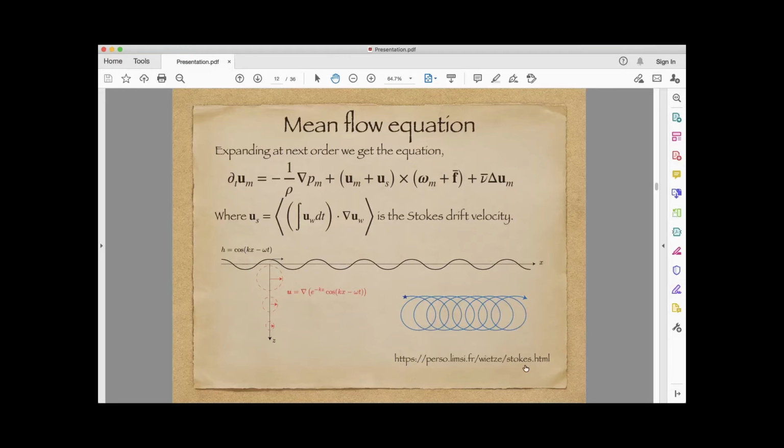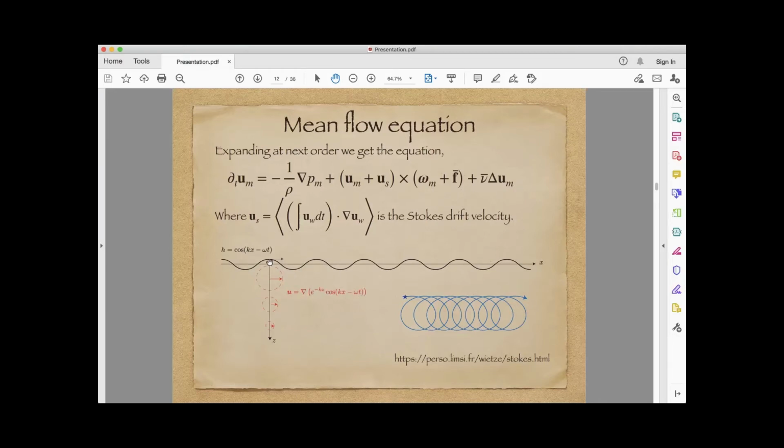This one I took from Wietzer's page. He has this nice description of Stokes drift. Let's say we have this wave that is propagating towards the right. You have a velocity field that is given by this gradient of a potential.